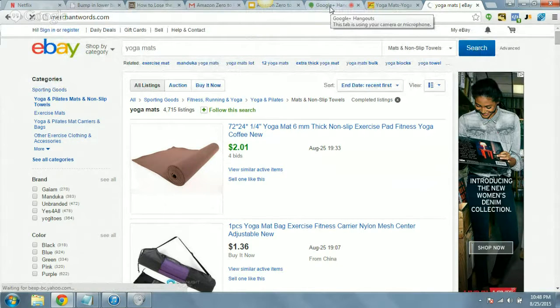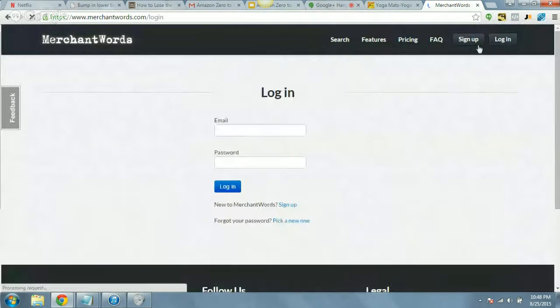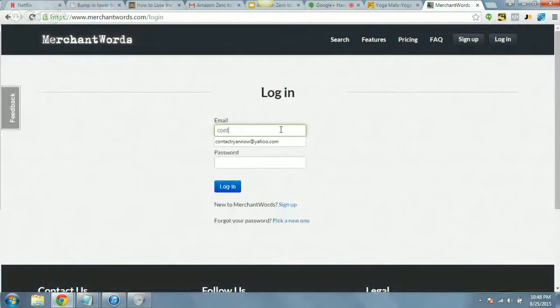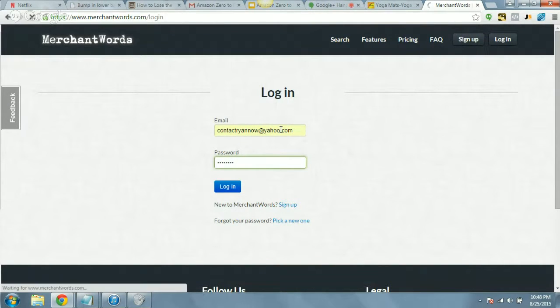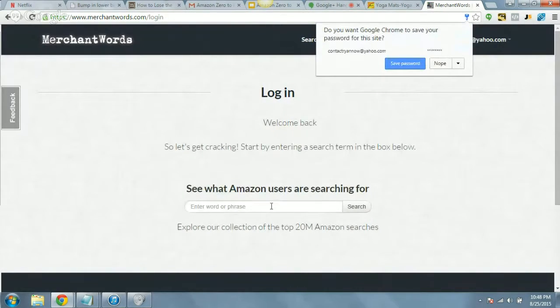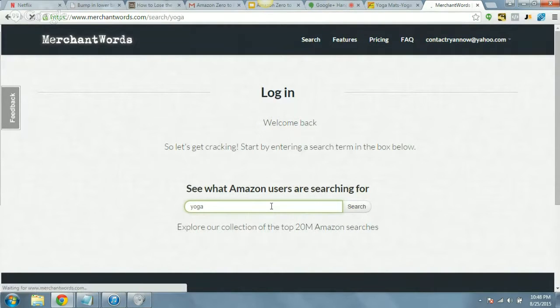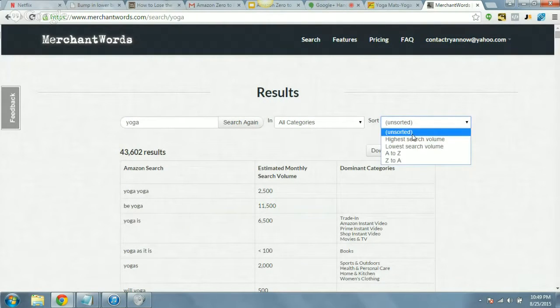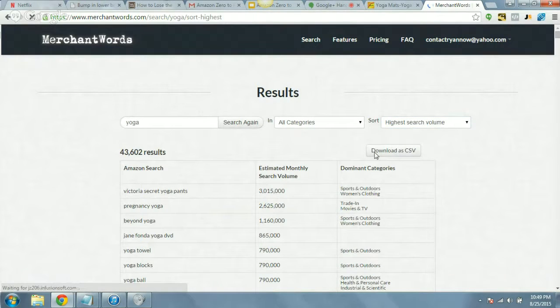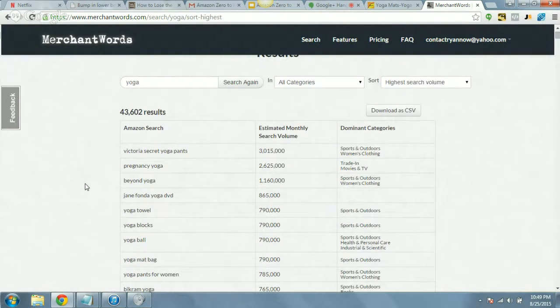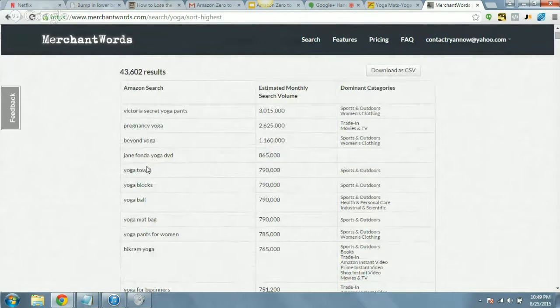I have not used MerchantWords yet. Like I said, it's to see the search volume of something, but I like to use it just for getting ideas to possibly sell. So yoga is the word, and I like to search by highest search volume, and then we see that yoga towel is searched 7,900,000 times. Yoga blocks, yoga ball.